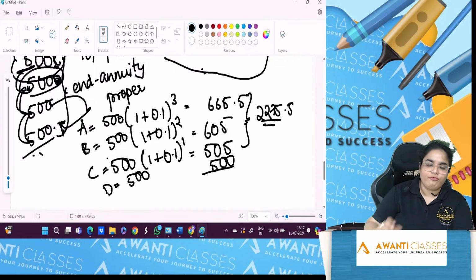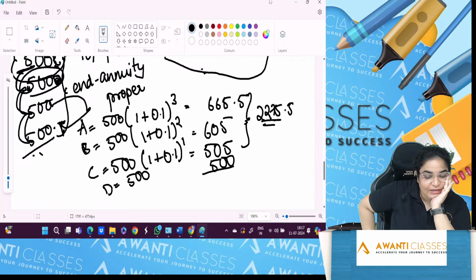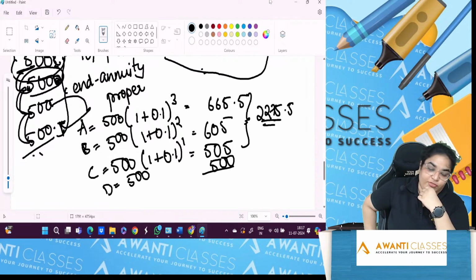Now, there is only 4 years or 5 years. So I am doing this manually. Every single year I am putting the formula. But what if there are 20 years?